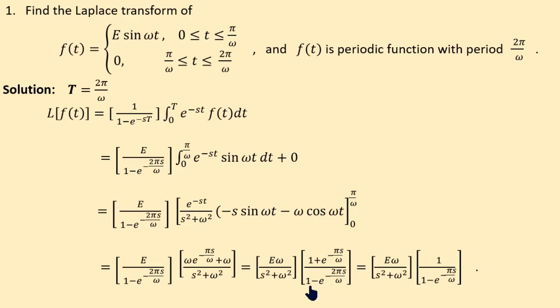1 minus x square is 1 plus x into 1 minus x. Here x is e power minus pi s by omega. Cancel 1 plus x, that means 1 plus e power minus pi s by omega is cancelled. The remaining term in the denominator is 1 minus e power minus pi s by omega. Therefore, the final answer is e omega by s square plus omega square, into 1 divided by 1 minus e power minus pi s by omega. So, this is the Laplace transform of this half wave rectifier.